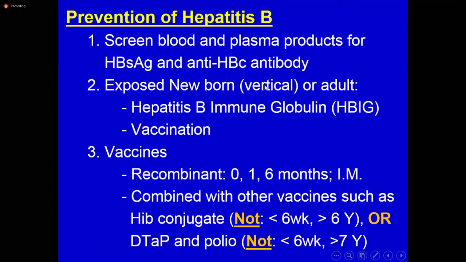For an exposed newborn baby, vertical transmission, or an adult, we can give hepatitis B immune serum, hepatitis B immune globulin, which is passive immunity.